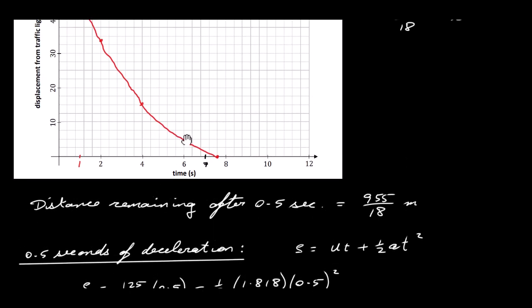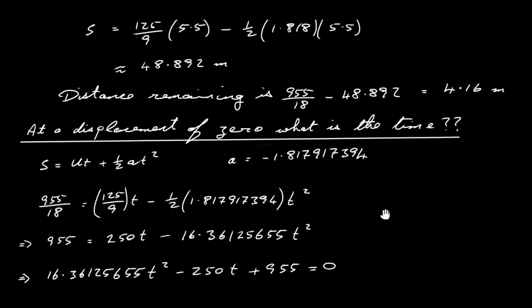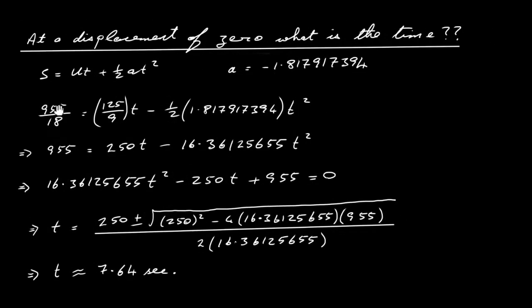Now, the last thing I'm going to do here is find where the graph will cut the x-axis. So in other words, I want a displacement of 0. So I want a total distance traveled during this deceleration, S in other words, as 955 over 18. So when I put that into my equation here, I get 955 over 18 on the left-hand side instead of S. The initial velocity again is 125 over 9. This time I want to work out what the time will be, the time when the graph cuts the x-axis. So t is here, I've got half here.